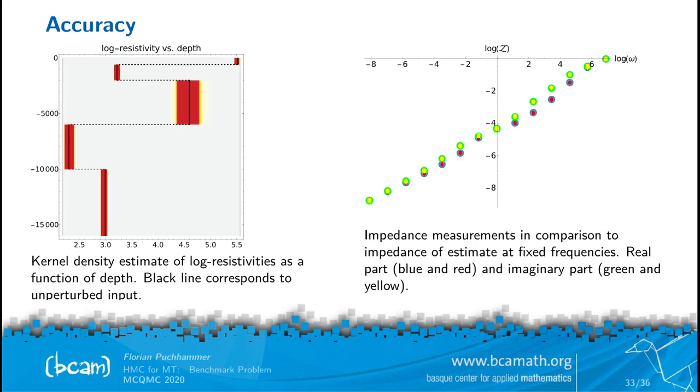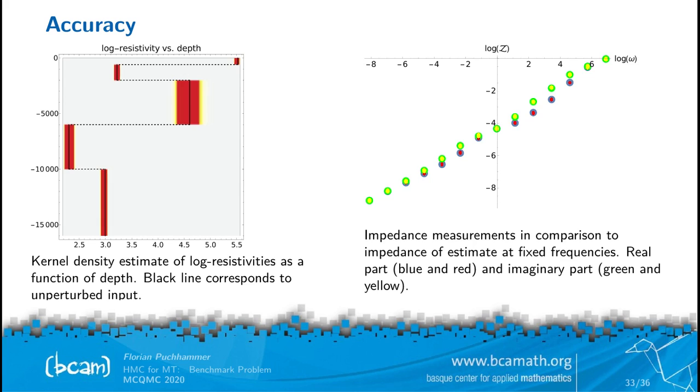Okay, so let's quickly go into the accuracy of our sampling method. Here I computed a kernel density estimate for each layer, with the depth on the y-axis and the log resistivities here. We see that we are quite certain about our estimates, except for this layer, but that's also recorded in the literature: a resistive layer that follows a conductive layer is usually a hard thing to resolve, and we shouldn't worry too much about it.